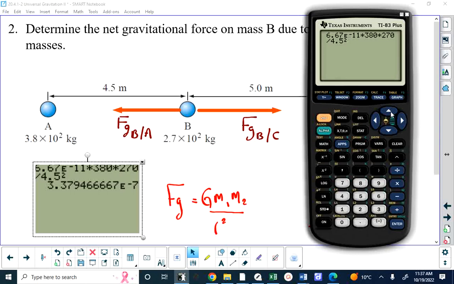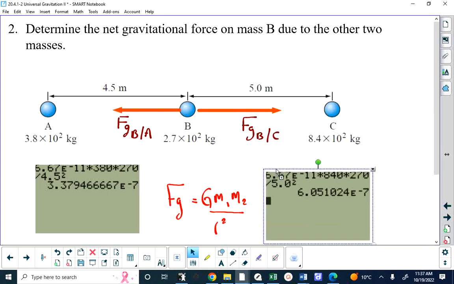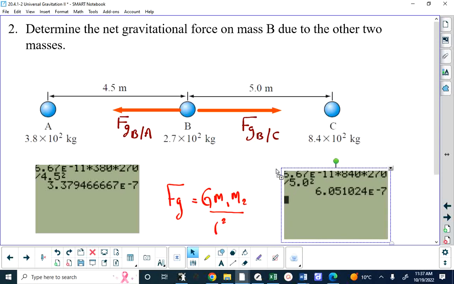Let's do the same series of calculations. This time it's 840 and 270. And it's 5 squared. Does anybody else get that number? I hope. And I hope you would agree that this calculation is not a big deal. When it comes to your exam, will there be a question where I ask you to calculate a gravitational force between two masses? Sure. But that's a gimme question, really.